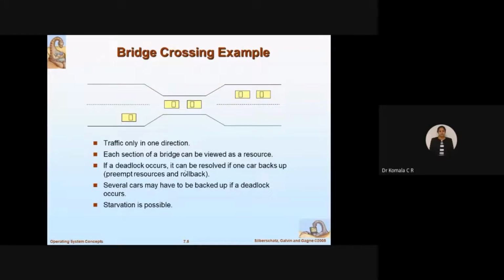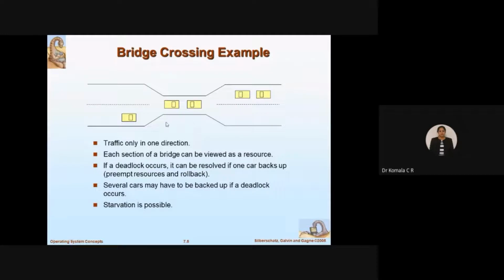If a deadlock occurs, what does it mean? For example, I have one car on the left side of the bridge. If it wants to move first, the two cars have to wait for this car to pass. Otherwise, this car has to release the bridge resource for the two cars waiting on the other side. Several cars may have to be backed up if a deadlock occurs. This is how deadlock appears. If one of the cars is ready to release the resource, the other cars can move. That is how you can overcome it.